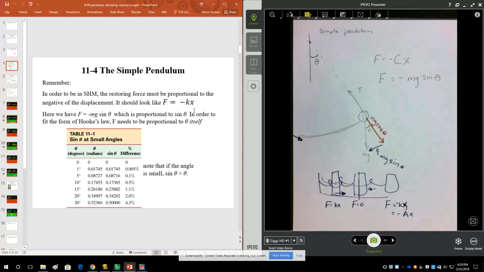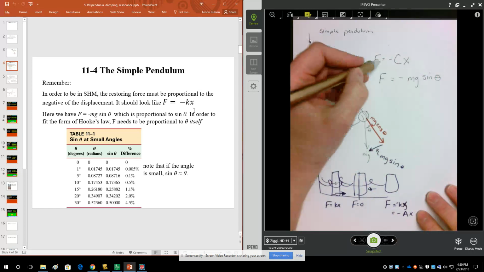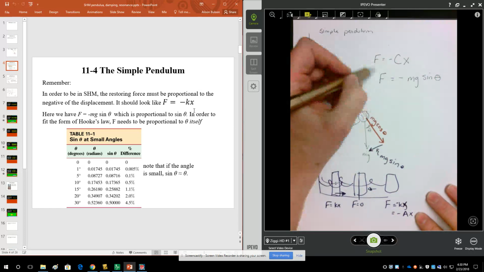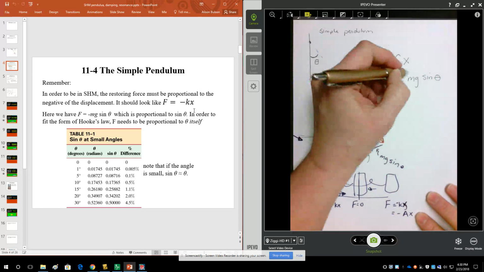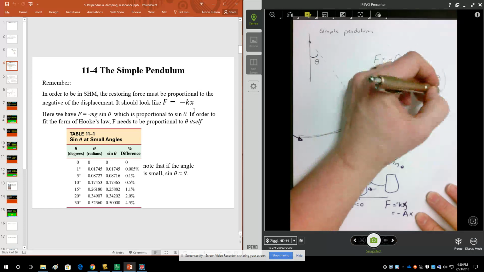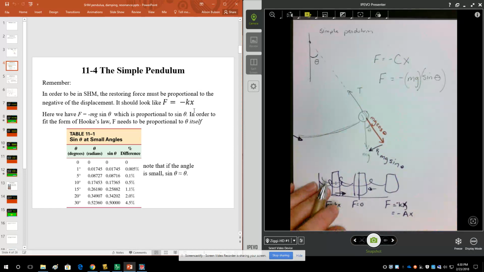And so we started talking about how we could resolve this. It's similar, but it's not the same form. How do we deal with that sine theta? The key to dealing with sine theta is that for small angles, for angles less than 10 degrees, and I would even say for angles less than about 15 degrees, sine of theta is pretty close to theta.